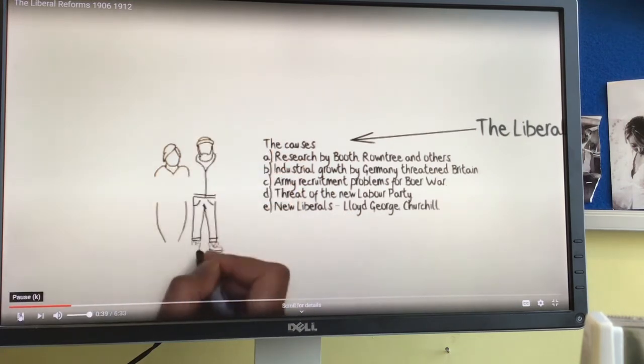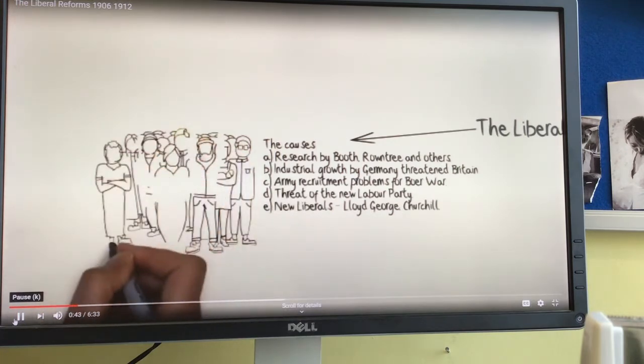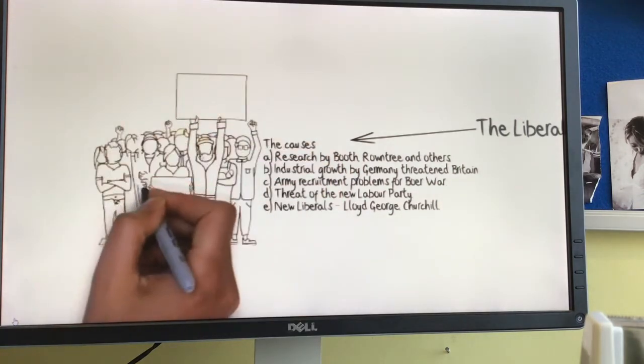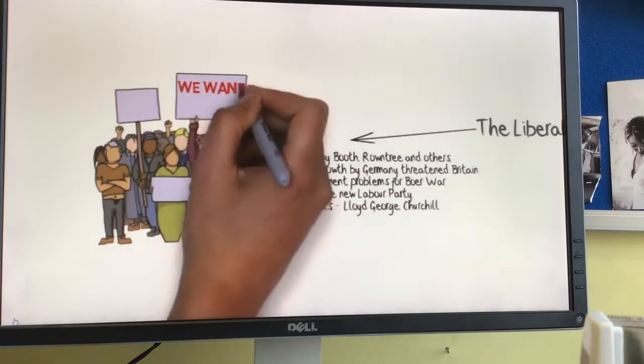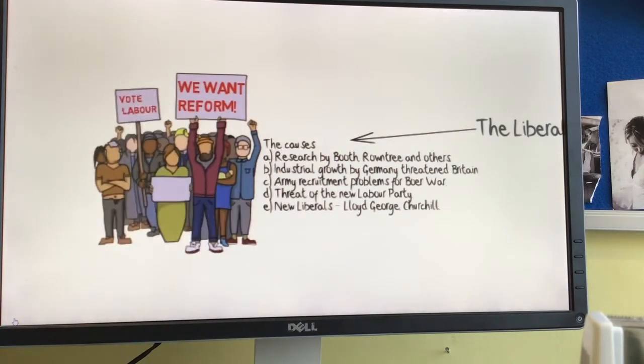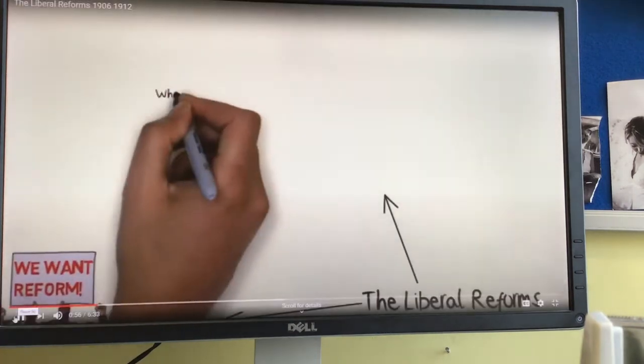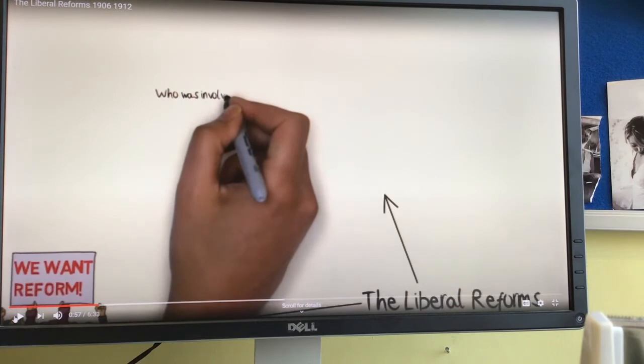All of these combined with other factors and the threat of the new Labour Party caused many Liberals, such as Lloyd George and Churchill, to advocate reform as a necessity to win over voters and to secure Britain's place in the world. So remembering, all of this is about reform, which is change. Help children who are poor, help families who are poor, help workers, help kids get into school, more schools, and help the elderly.